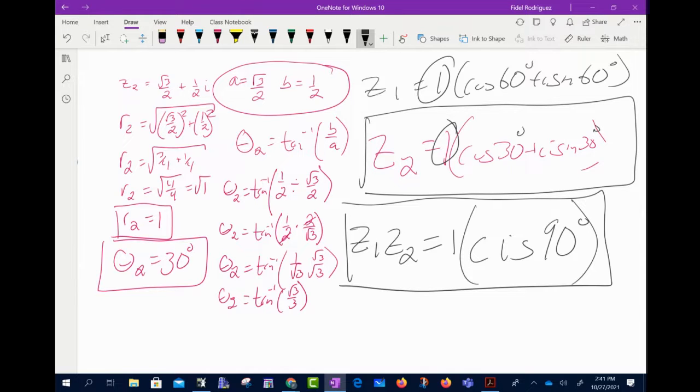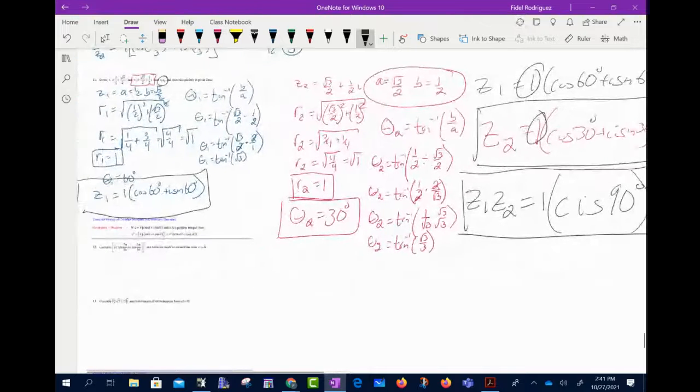But let me ask you a question. Was it hard to do? Not really, right? It's not too hard. But yes, guys, sometimes they do take a little bit of time to do. It's definitely much easier when they're already given to us in polar form and all we got to do is multiply them or all we got to do is divide them, right?